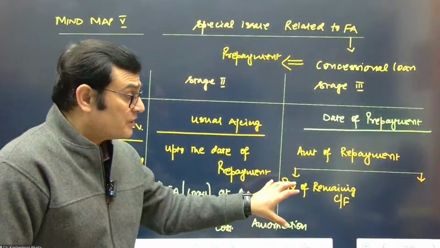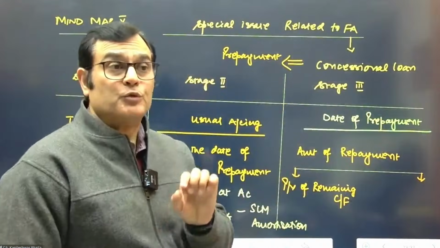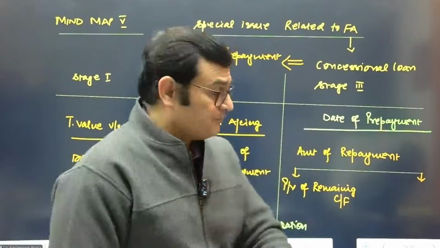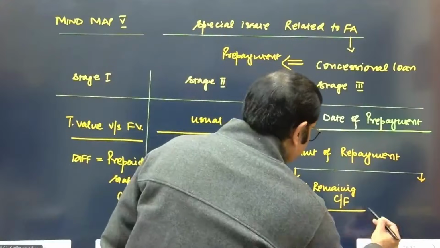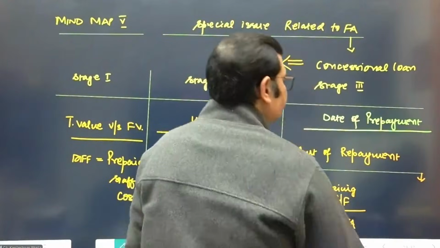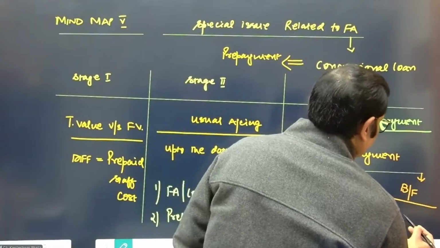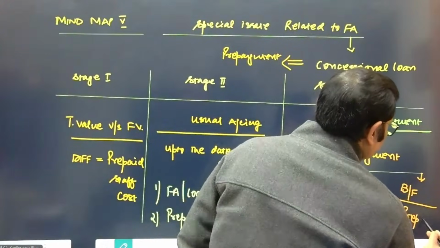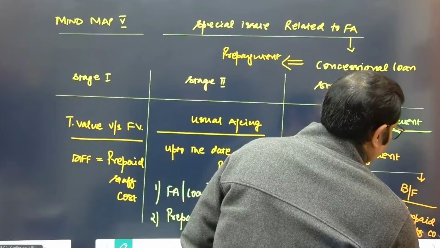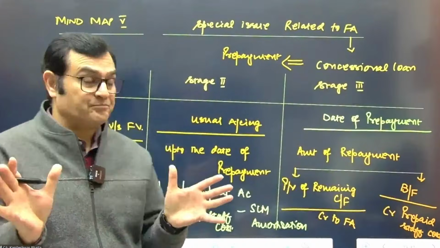So whatever cash flows are now pending, you take a present value of all the remaining cash flows. This is the amount to be adjusted against the FA. So this present value of remaining cash flows will be credited to the financial asset. And whatever is the balancing figure will be credited to the prepaid staff cost. I hope you got the conceptual dots clear.